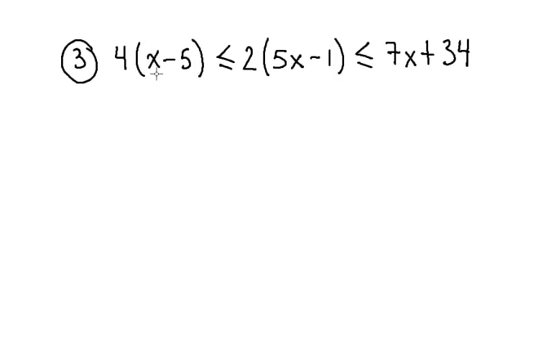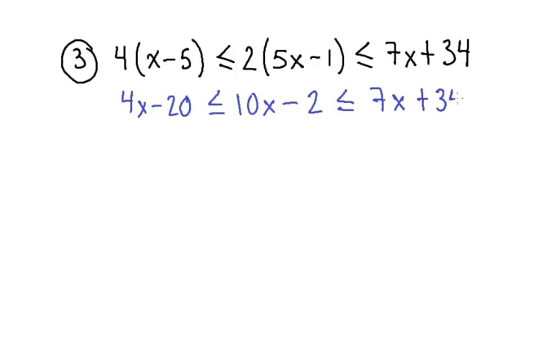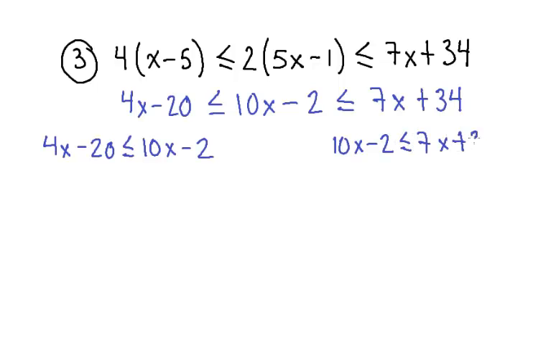In this case, we have multiplications. So what do we do? Well, we'll multiply before we do anything else. So if we multiply, this will give us 4x minus 20 less than or equal to 10x minus 2 less than or equal to 7x plus 34. Once we have this, we just split them. So it will be 4x minus 20 less than or equal to 10x minus 2. Then on the other side will be 10x minus 2 less than or equal to 7x plus 34.